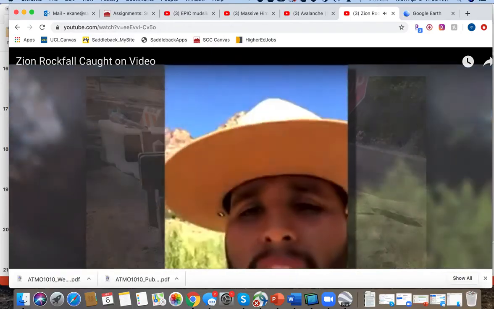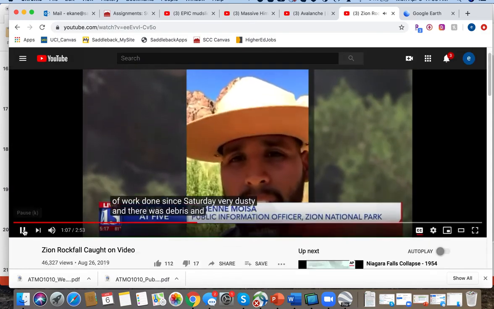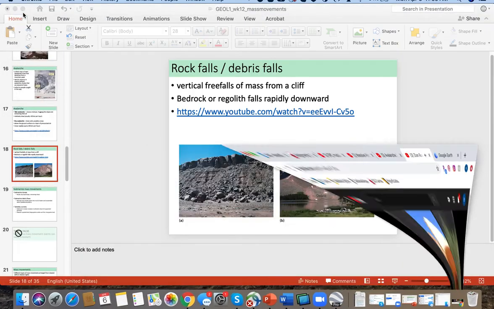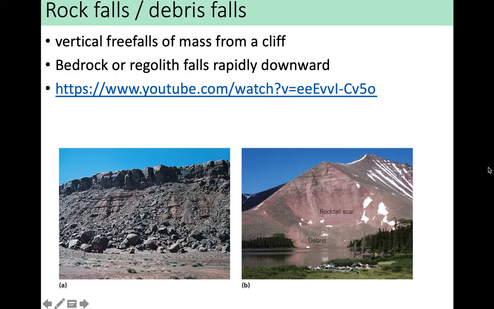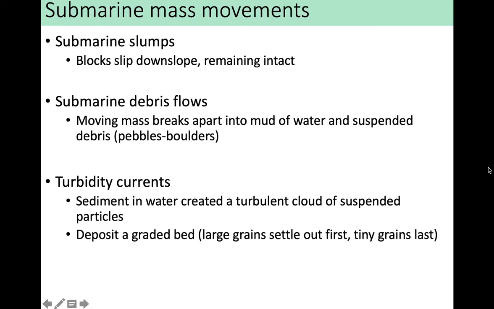So that was a large amount of rock that fell directly downward on that cliff face. So you saw sort of a big cloud. That is all the dust and debris that was sent into the air as it was falling. But the rock fell directly down that cliff face. You do not want to be there during a rock fall. So some of these also can happen underwater.